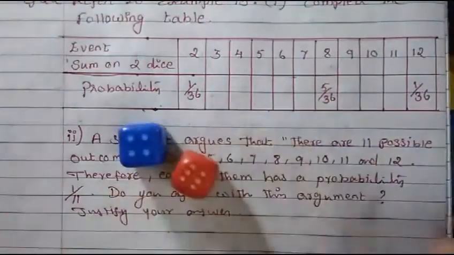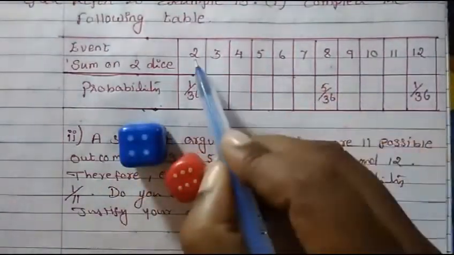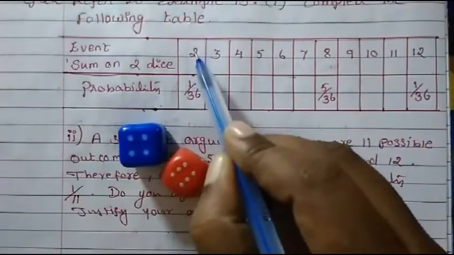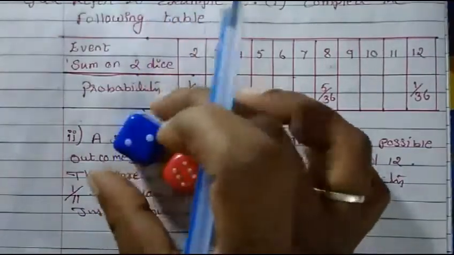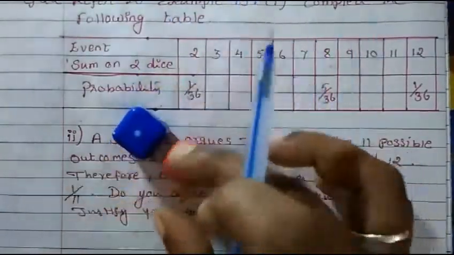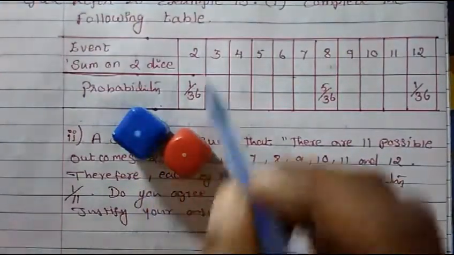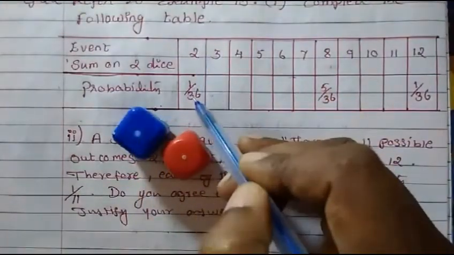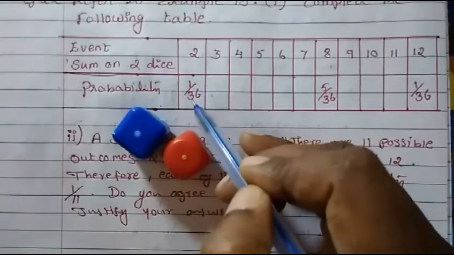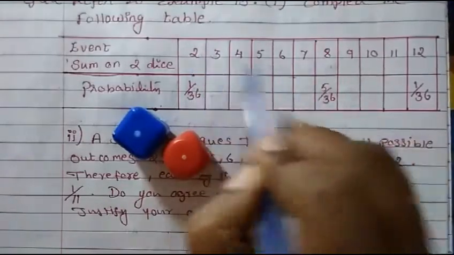Meaning to say there are 2 dice. So sum is, for example, sum on 2 dice should be 2. So 2 means, that means in one die should be 1, another also should be 1. So then 1 plus 1, 2. So 2. What is the possible outcomes that we have to write down here? This I will explain to you. First you understand this part of it.